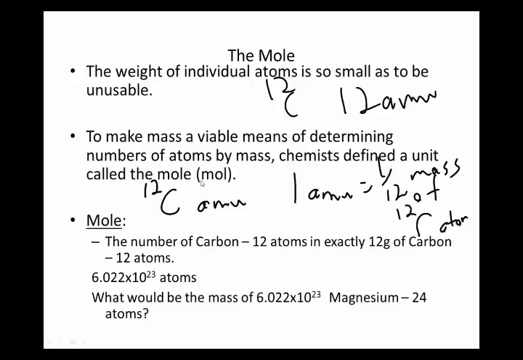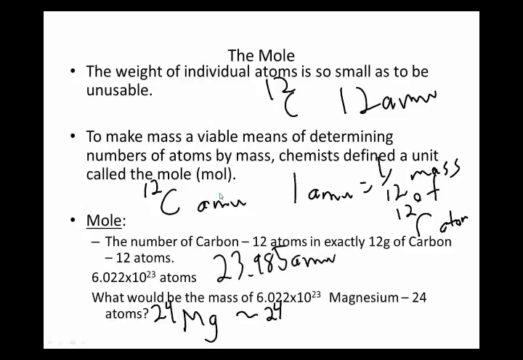So here's the question now. What would be the mass of 6.02 times 10 to the 23rd magnesium-24 atoms? To answer this, you have to think, what is the approximate mass in AMU of magnesium-24? It's about 24, probably like 23.9 something, but it's about 24. In fact, I'm going to look it up. Okay, it turns out that the mass is 23.985 AMU for magnesium-24. There are more significant figures, but that's good enough.